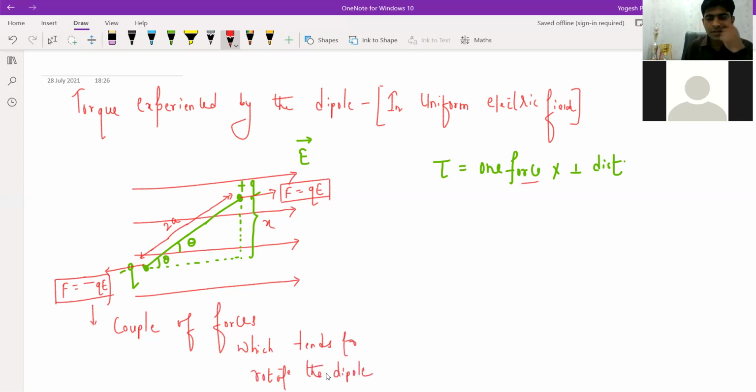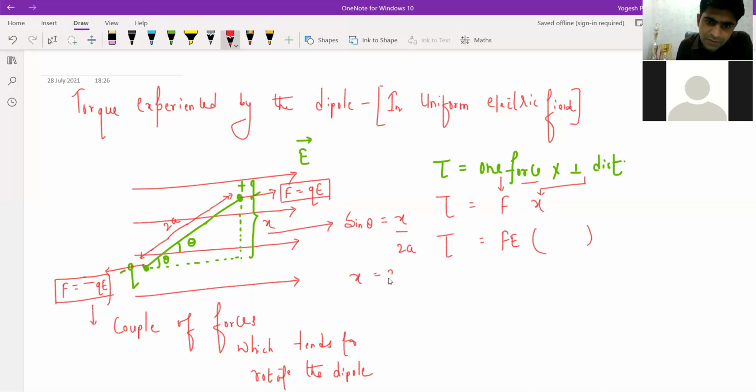So we can write tau is equal to F into x. X we have taken to be the perpendicular distance between the charges, and F the magnitude of force. Now what will be the value of this x? From here, if we apply the trigonometric function sine theta, sine theta will be equal to altitude upon hypotenuse, that is x upon 2a, yes or no? And from here we can write x is equal to 2a sine theta.